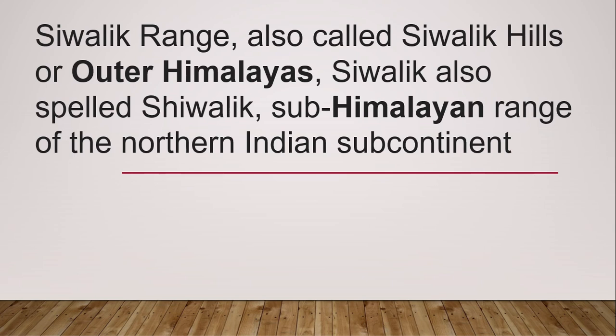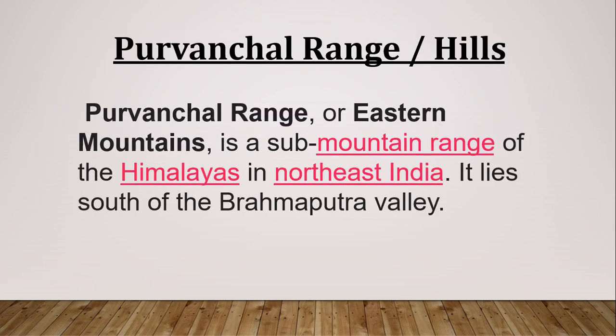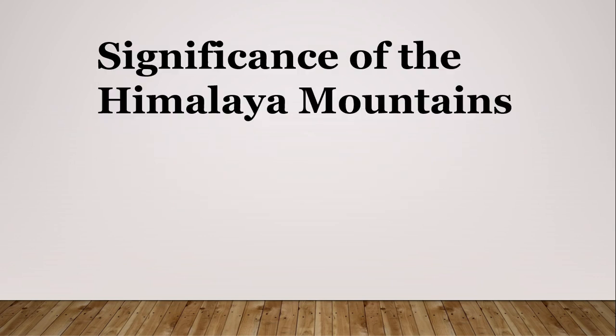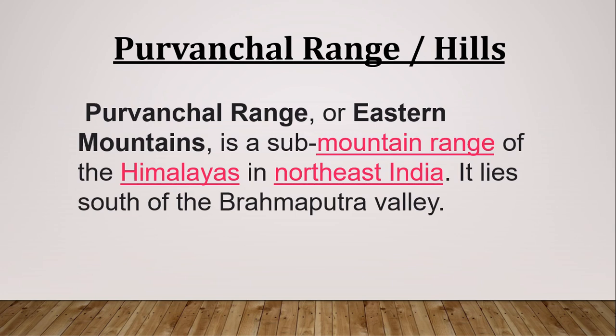So we shall learn more about the Purvanchal Hills. The Purvanchal range or the eastern mountains is a sub-mountain range of the Himalayas in northeast India. It lies south of the Brahmaputra valley. Most of these hills are located along the border of India and Myanmar, while others are inside India. Dafla Hills, Abor Hills, Mishmi Hills, Patkai Bum Hills, Naga Hills, Manipur Hills, Mizo Hills, Tripura Hills, Mikir Hills, Garo Hills, Khasi Hills and Jaintia Hills are the hills which are collectively known as Purvanchal Hills.